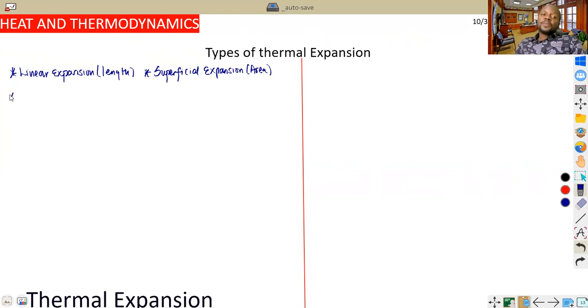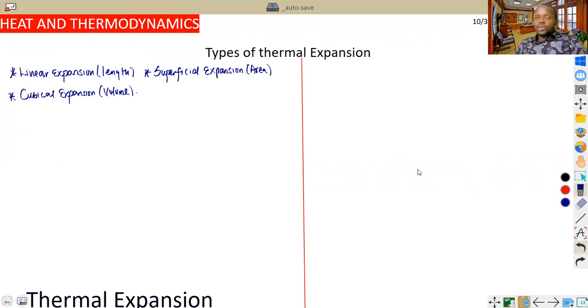The last type of expansion we might have studied in early classes is cubical expansion, which is basically based on change in volume. In fact, when we talk about cubic expansion, it only occurs in gases. Please note that, whereas linear expansion and superficial expansion, we have liquids and gases. Now, as a matter of what we have studied, we are going to consider each of these types of expansion one by one.